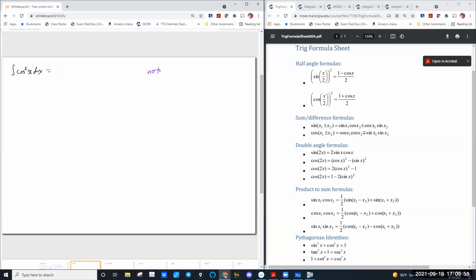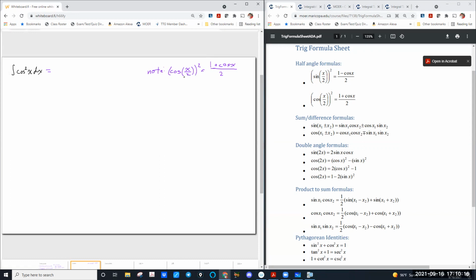So I'm just going to put this up to the side so when you go to look later, you can match up with the identities we use. All right, so 1 plus cosine of 2x over 2. This is going to be nice because now cosine doesn't have a power. This becomes a basic antiderivative.